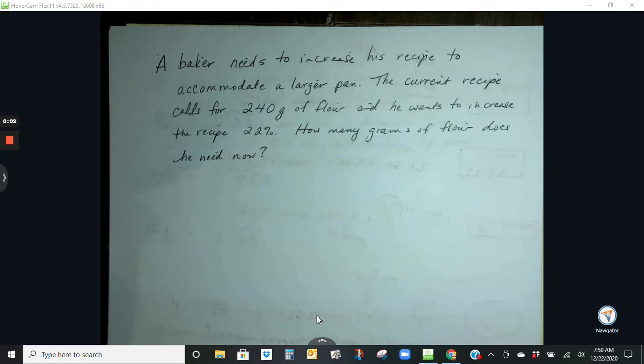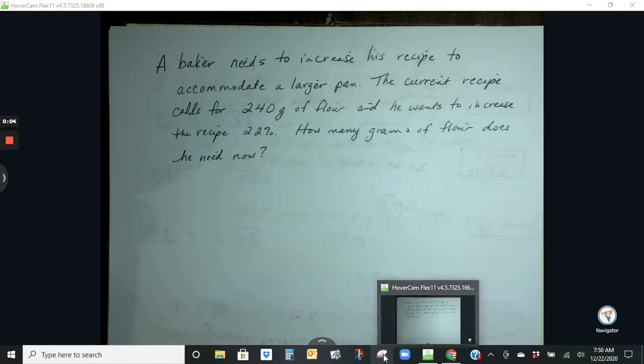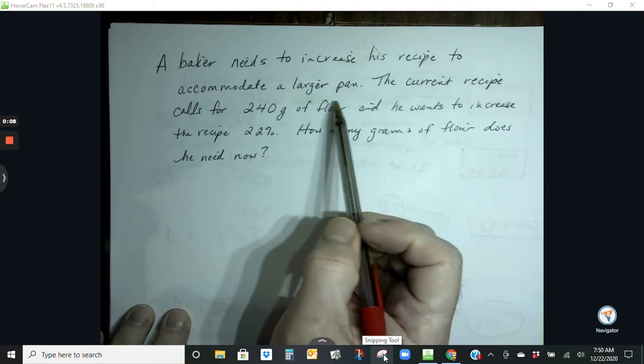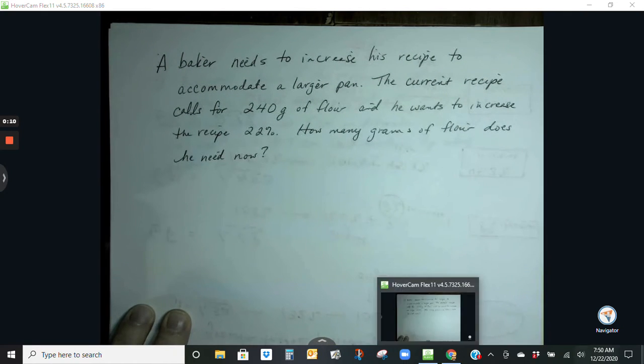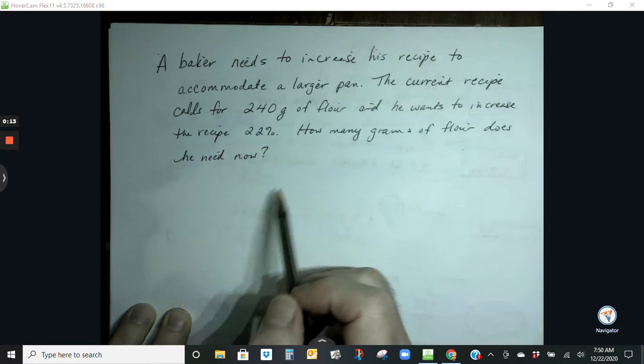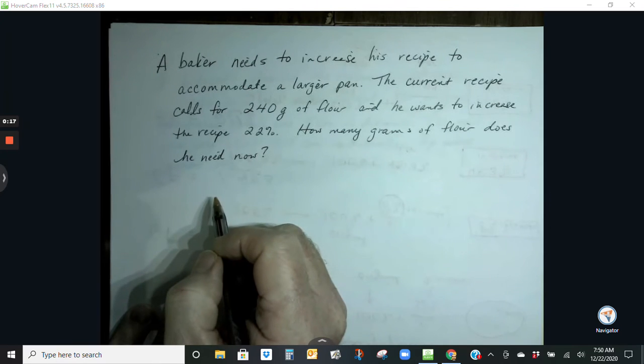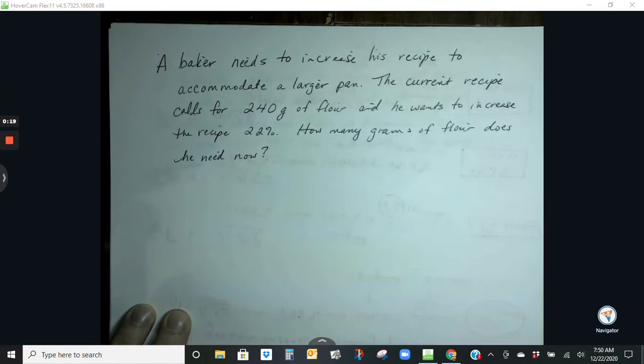So let's apply our work. So we have a baker who needs to increase his recipe to accommodate a larger pan. The current recipe calls for 240 grams of flour, and he wants to increase the recipe 22%. How many grams of flour does he need now?